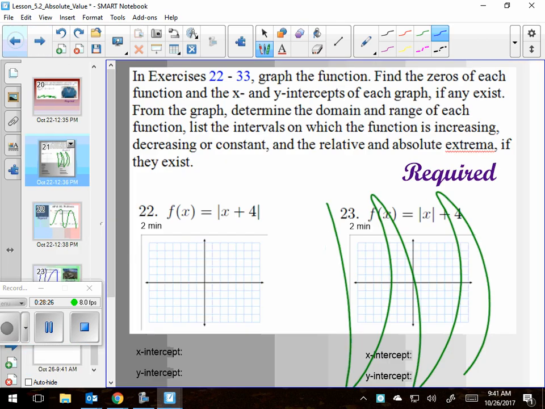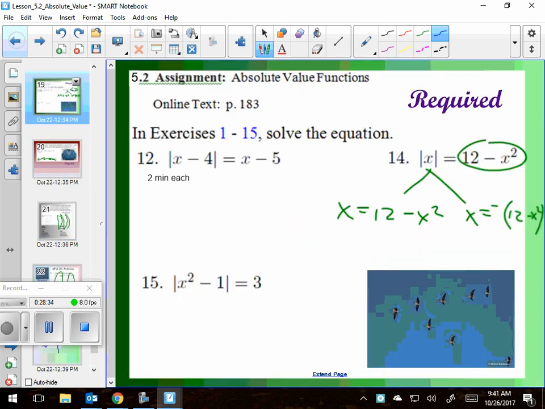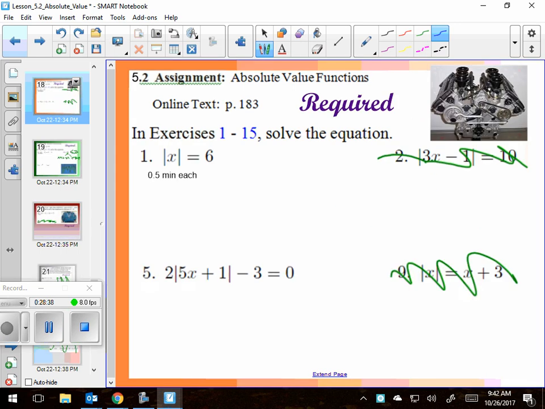That's it. So to sum it up, you're going to do problem 22. You're going to do problem 16. You're going to do problems 12 and 15. And 1 and 5. That makes it about 8 questions, which is pretty reasonable.